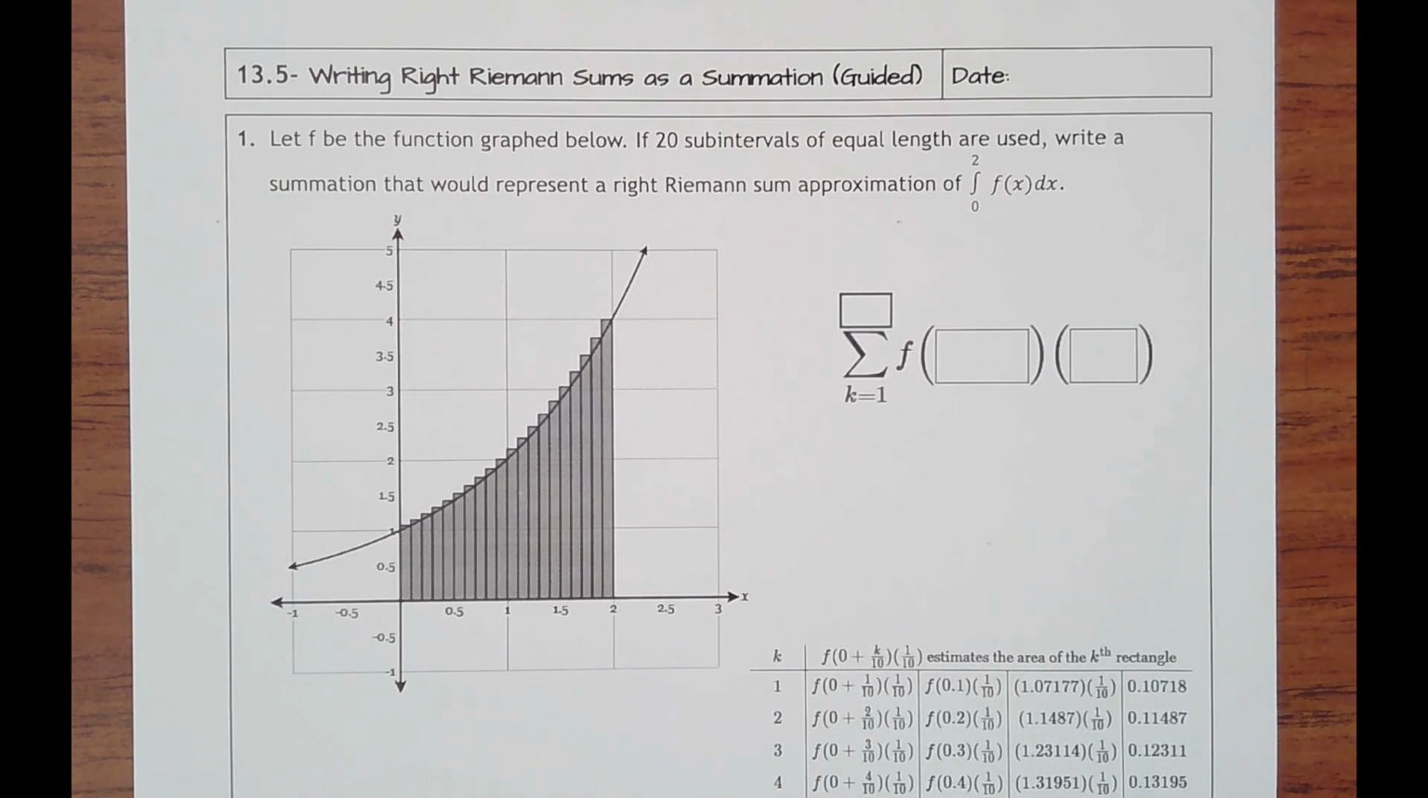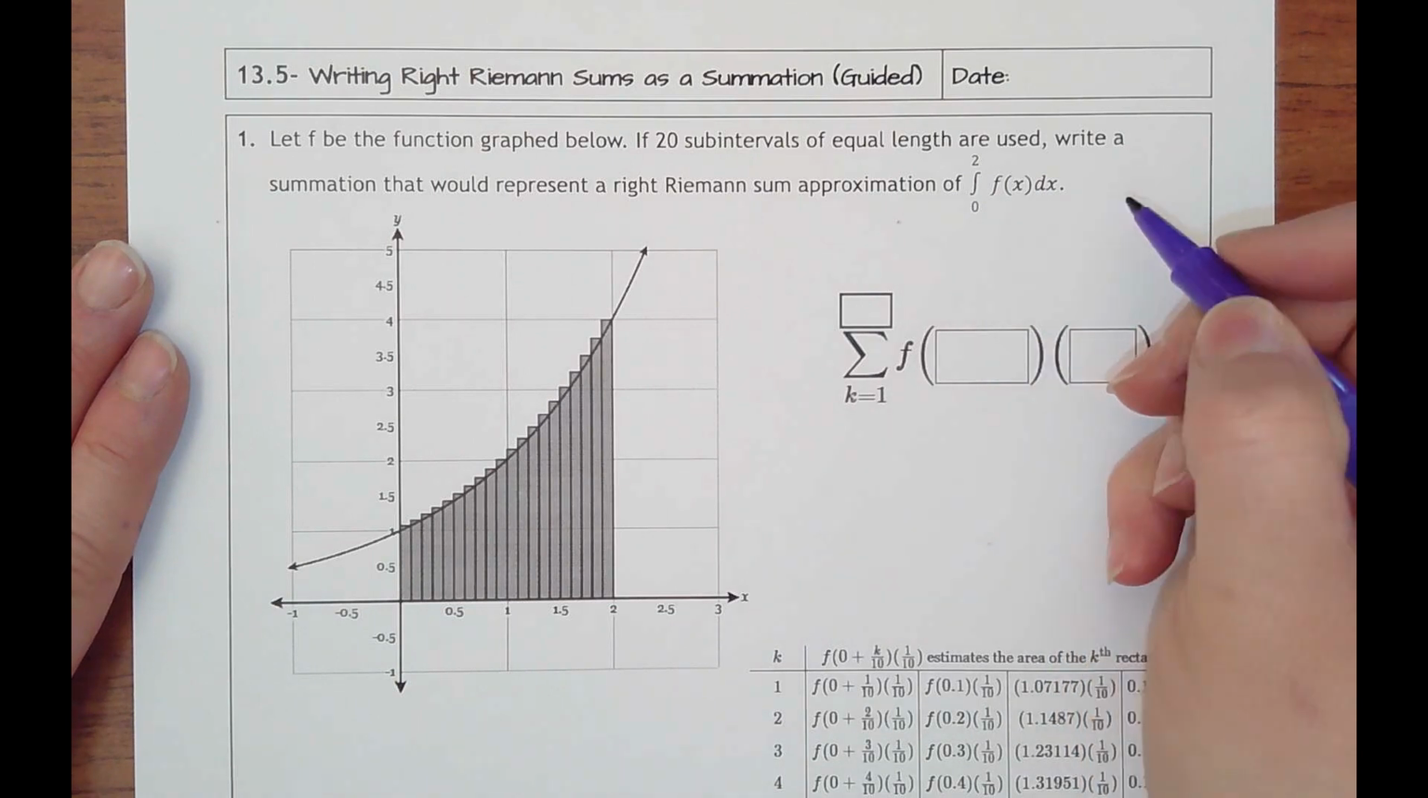Lesson 13.5, writing right Riemann sums as a summation guided. It says, let f be the function graphed below. If 20 subintervals of equal length are used, write a summation that would represent a right Riemann sum approximation from 0 to 2 of f of x dx.